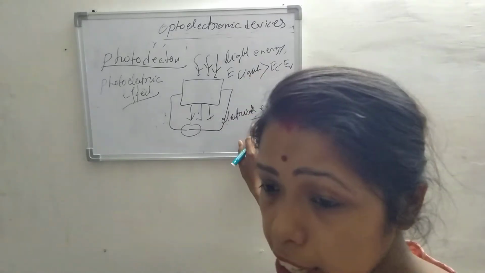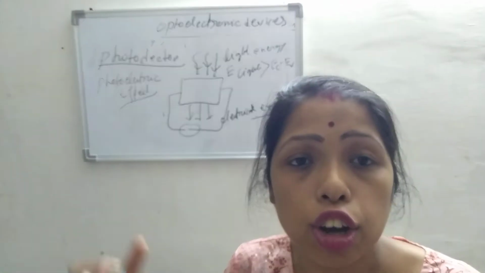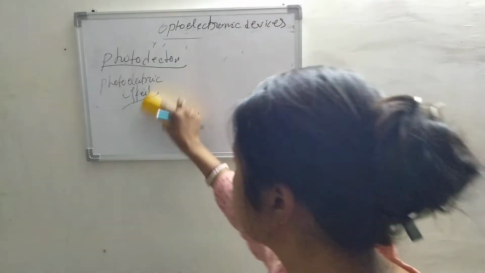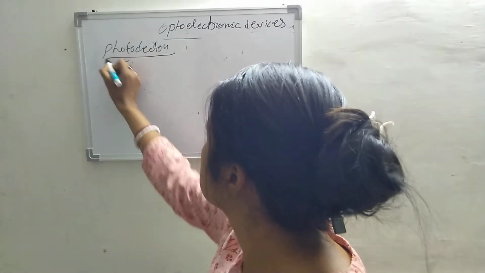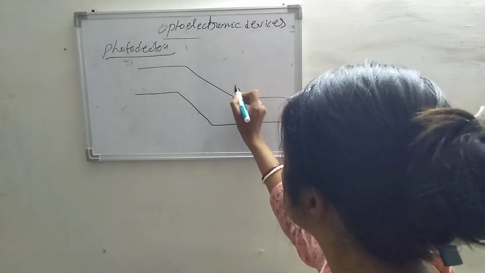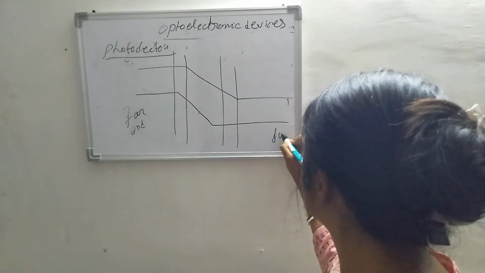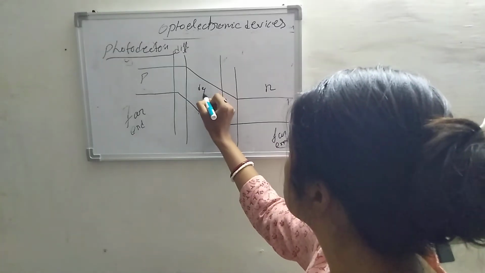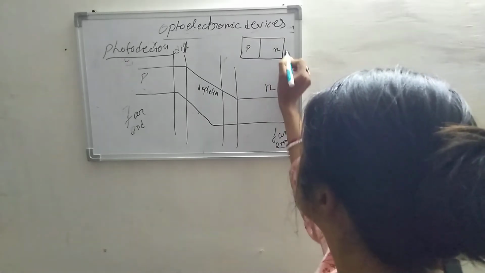So: light energy, generation of the electron-hole pair, dissociation of the electron-hole pair, then flowing of the carriers that produces the photocurrent. Now I will discuss the working principle of the photodetector by using a diagram, the band diagram. Now I am drawing the band diagram of the entire PN junction.